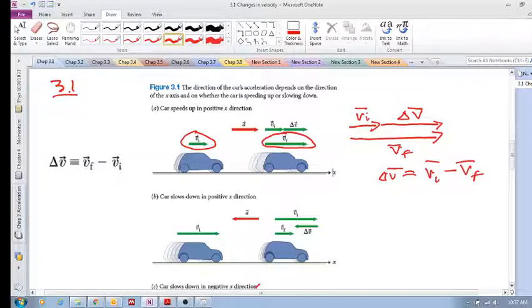Okay, so this delta v is going to equal this v. I made a mistake here. I hope you picked that up. I'm glad you picked that up. Delta v is v final minus v initial.